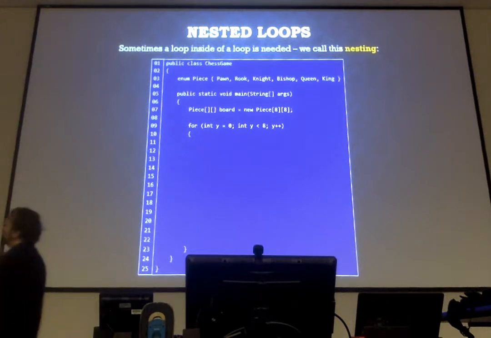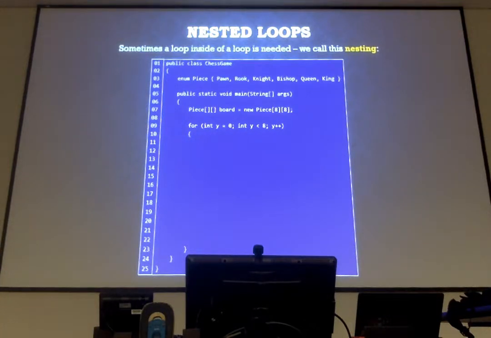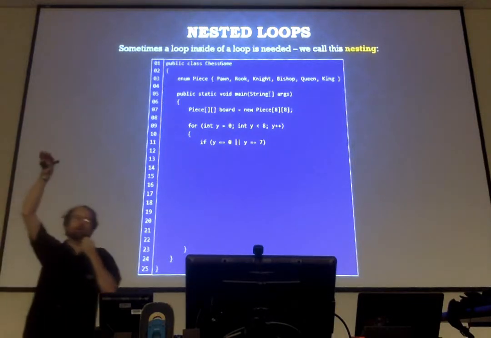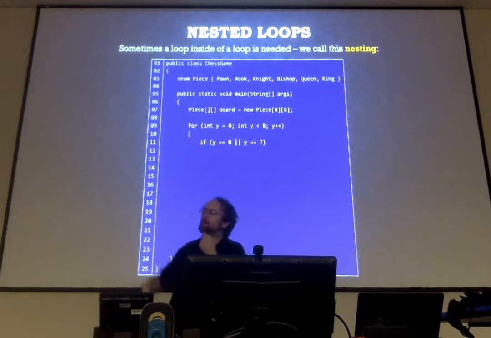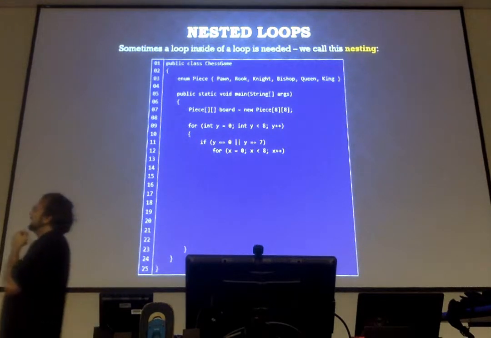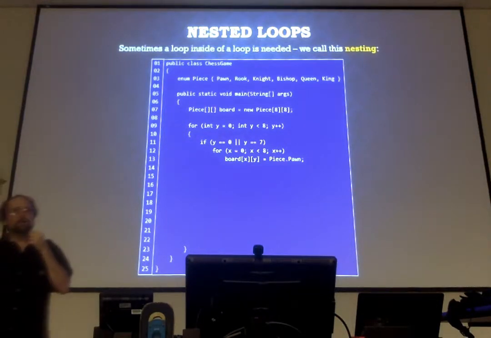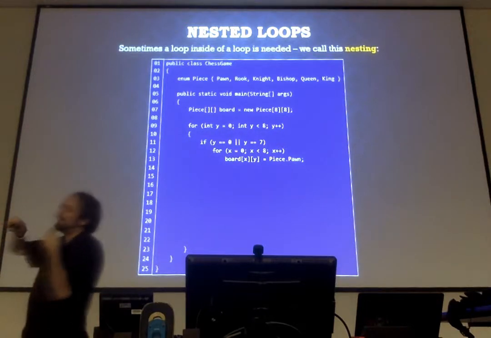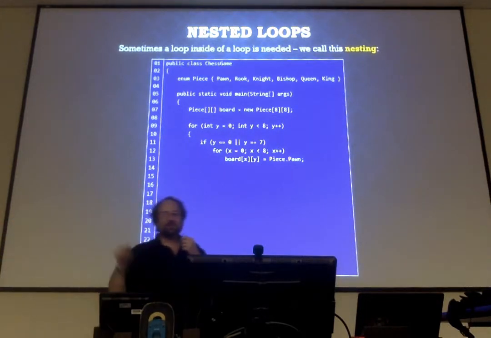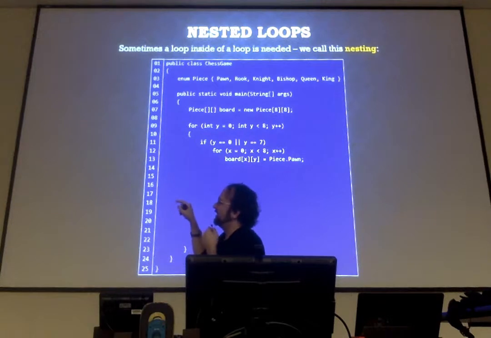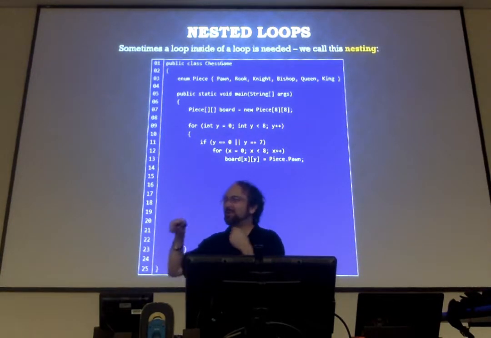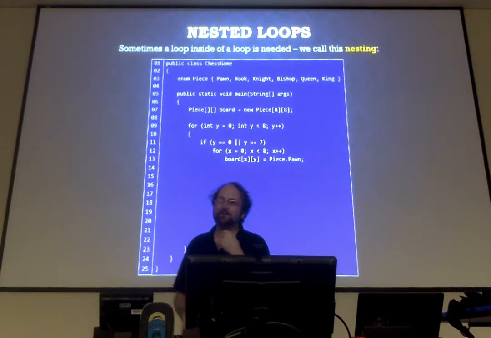And while y is less than 8, while I haven't gotten to the end, if y is 0 or y is 7, in other words, if it's the first row or if it's the last row, then I'm going to go across all of the x positions and I'm going to make them a pawn. Because the top, oh, I messed this up actually, darn it, I had this backwards. Okay, so it should have been if y is 1 or 6, because those are the pawn rows. I made a mistake. Yes, sir?